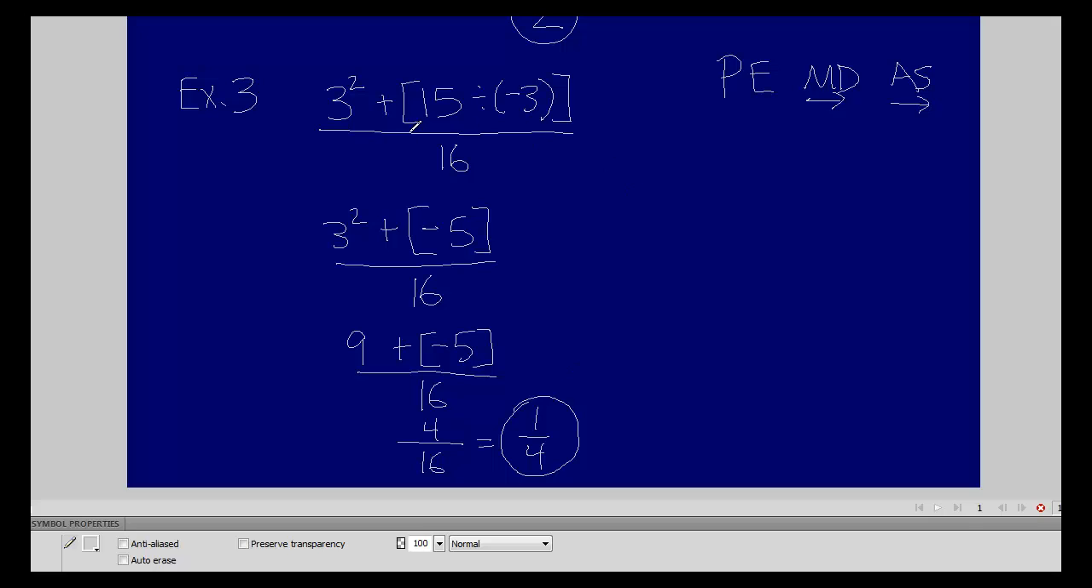Now some of you might be asking, why didn't I divide, since this division bar means to divide? When you have a big division bar, you can split up your numerator and your denominator, do them as separate problems, and then come to the end, combine them back together, and then reduce it down to its simplest form. So I hope that these examples helped.